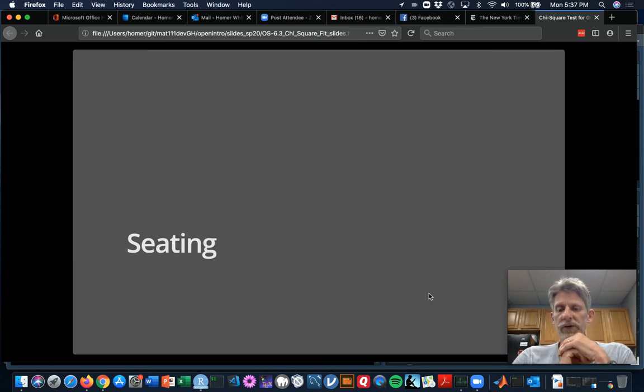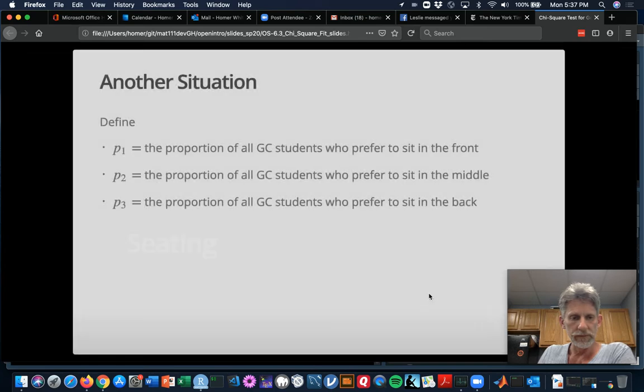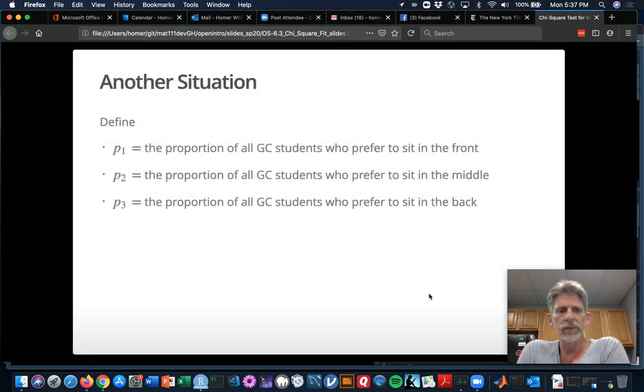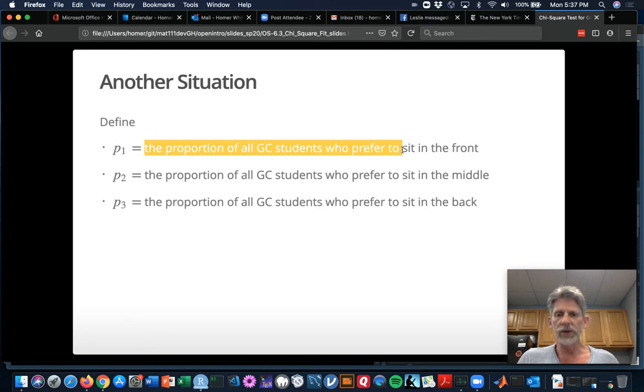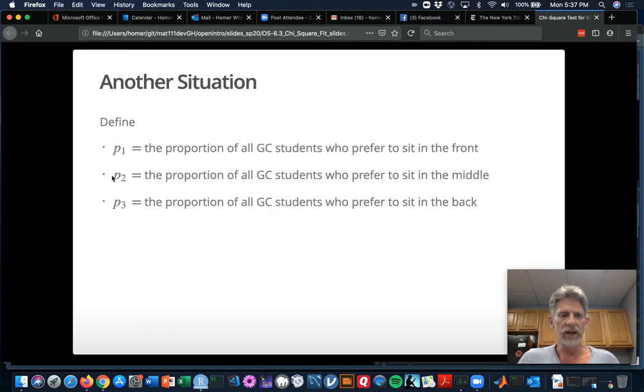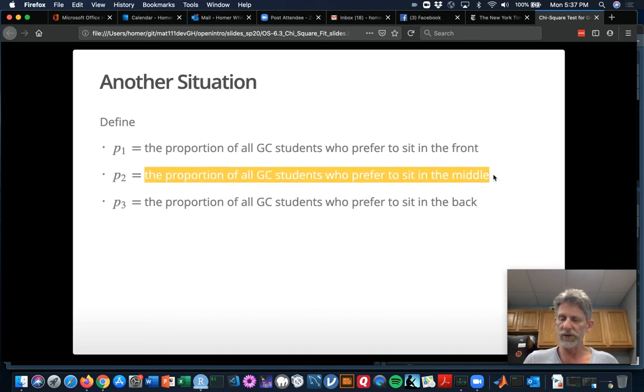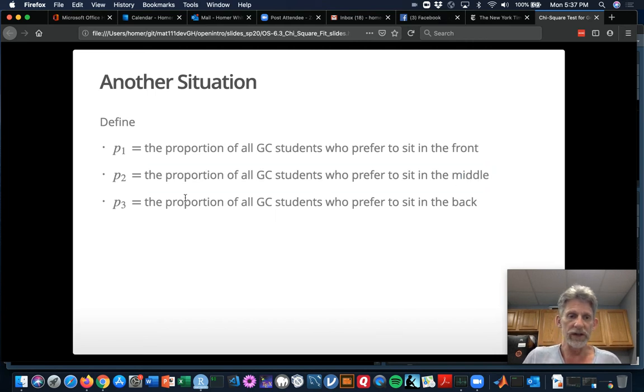Let's look at another situation where we could apply the chi-square statistic to do some inference. Seating. So let's let P1 denote the proportion of all Georgetown College students that prefer to sit in the front. Let's let P2 denote the proportion of all GC students who prefer to sit in the middle of a classroom when they have a choice about where to sit. And let's let P3 be the proportion of all students who prefer to sit in the back.